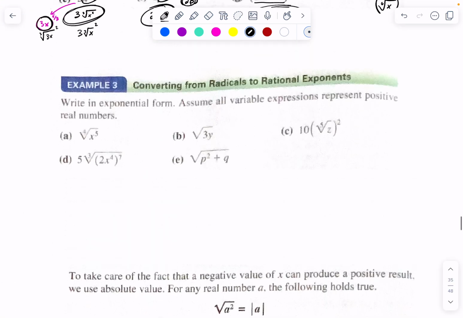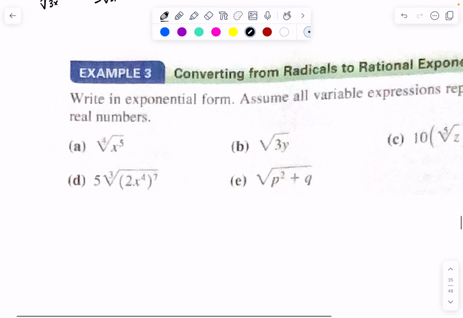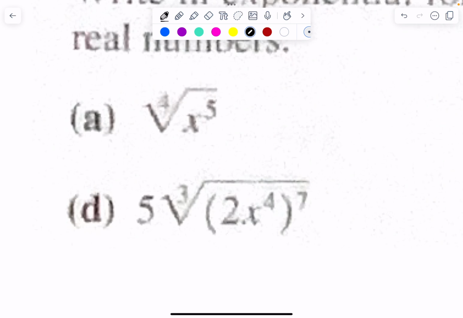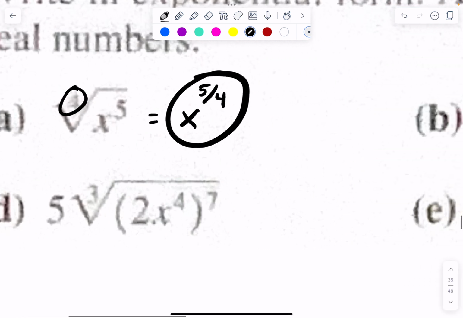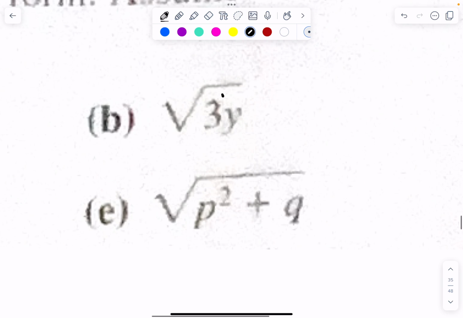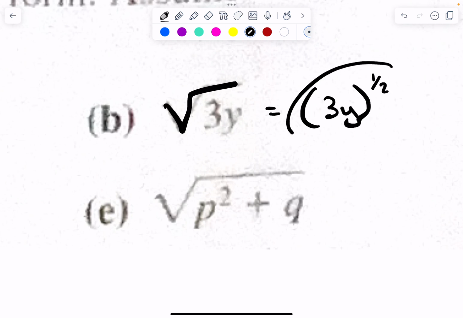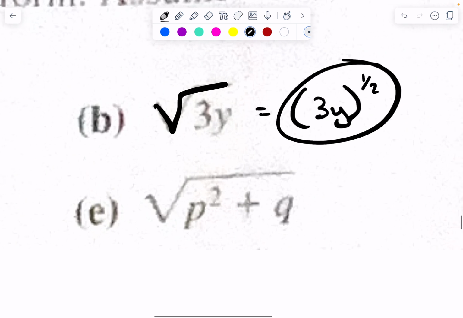Let's do a couple more and then we will stop, okay? Write in exponential form, assume all variables represent positive numbers, all the good stuff. Okay. The 4 is the bottom of your exponent, so this would be x to the 5/4 power, okay? The 4 goes on the bottom, all right? That was A. B, this whole thing, they want the 3 and the y to be underneath, so I'm going to make sure that this 3y is in parentheses, and the square root means to the 1/2 power. So that's what it will be written like. Not just the y to the 1/2 power. The 3 is also included in that. So we do parentheses for that.